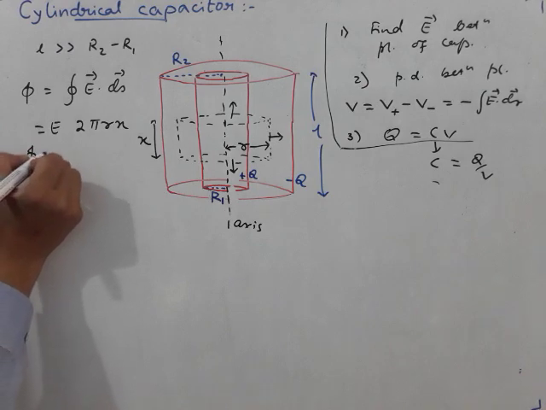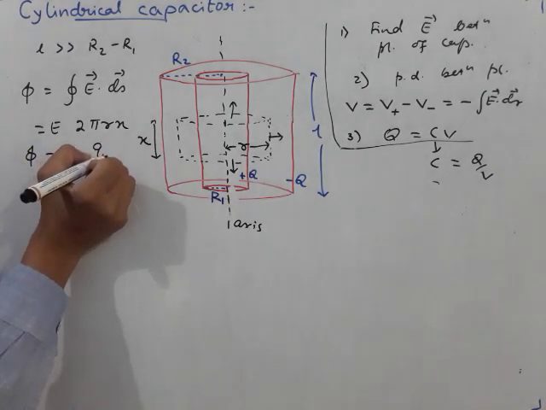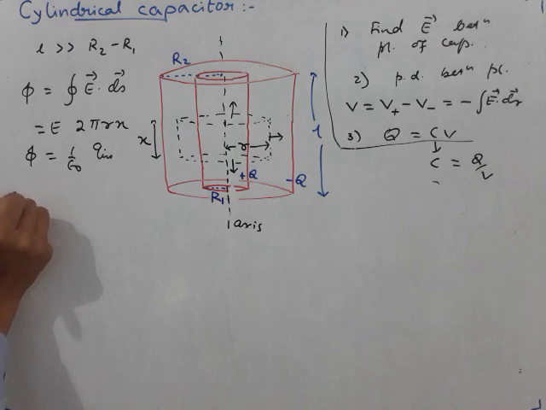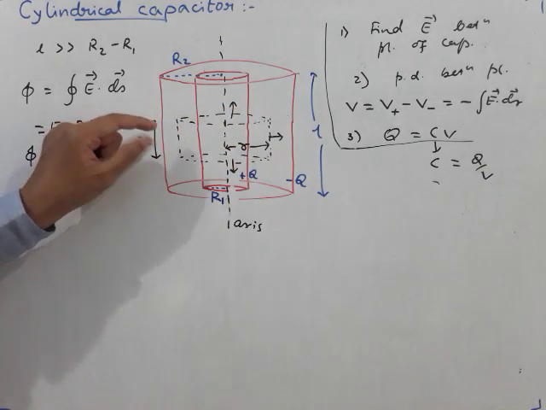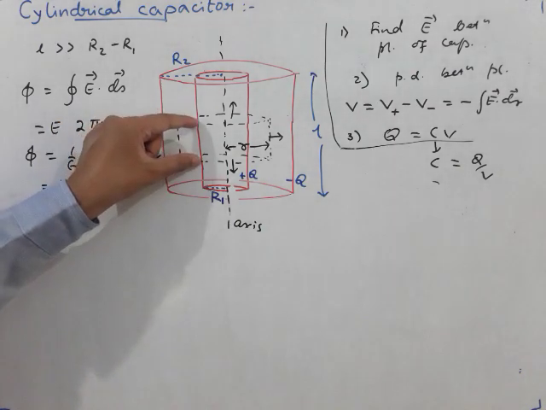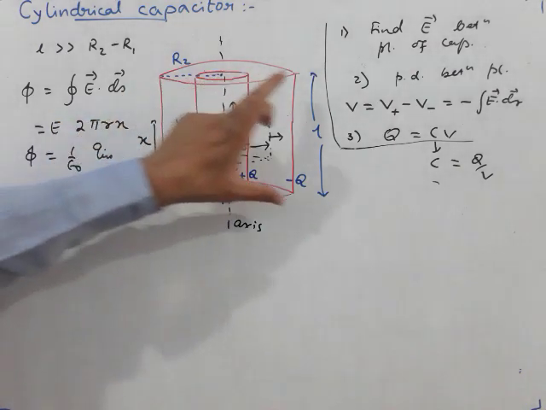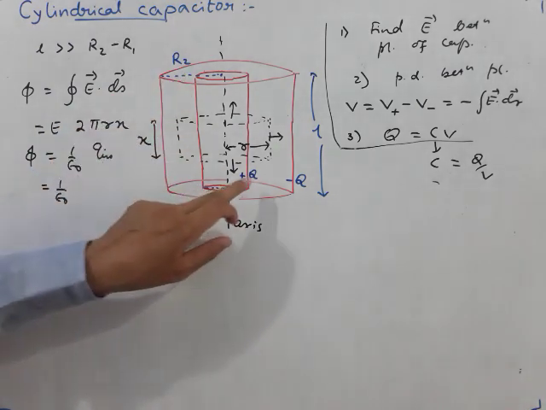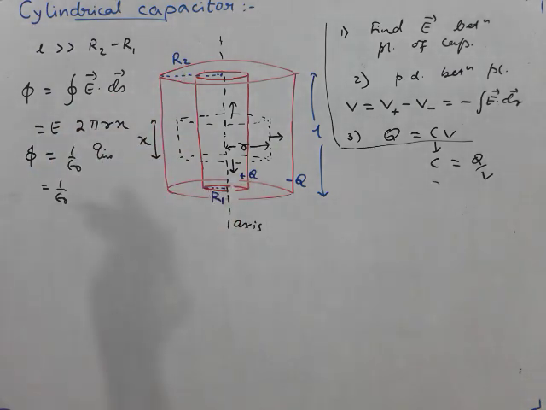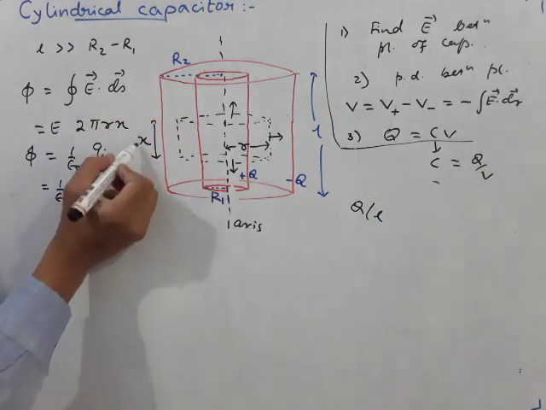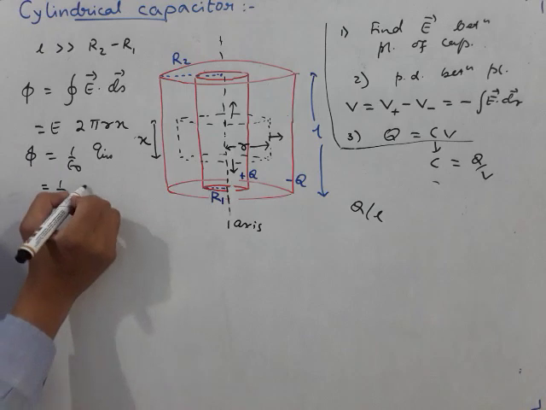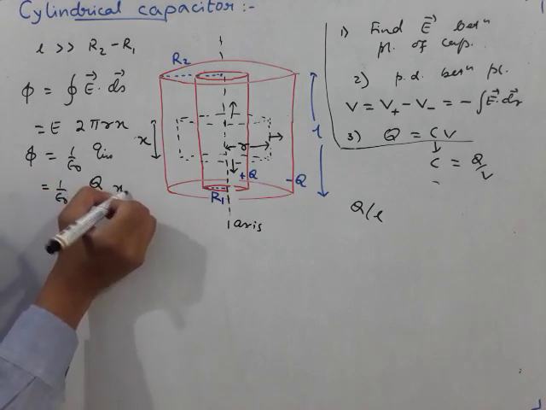Now flux is how much? 1 by epsilon naught times q in. So this implies this is equal to 1 by epsilon naught times q in, the charge inside the Gaussian surface. Inside this Gaussian surface, the charge is present in this much portion of the cylinder. Now for length L of the cylinder, the charge on this cylinder was how much? Plus Q. So on unit length, what will be the charge? Q upon L. What is the length we are considering? We are considering length x. So on it the charge will be Q by L times x.